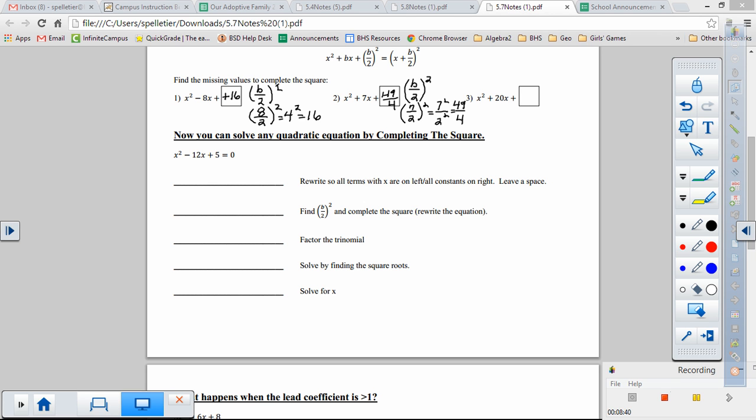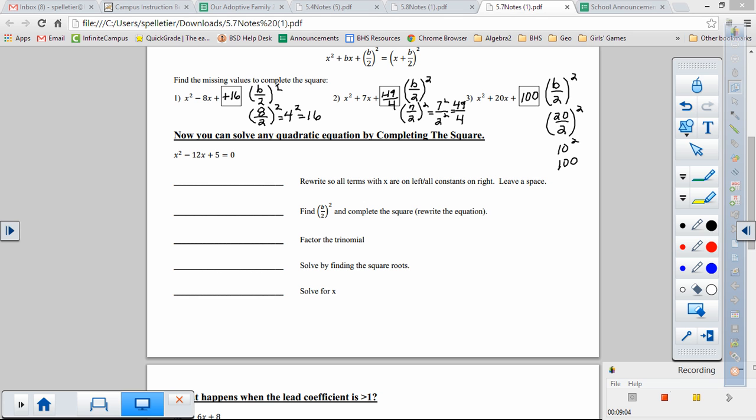They get a little messy when there are fractions, just like all the things we deal with when we're dealing with fractions. All right, last example, b over 2 squared, half of b squared. 20 divided by 2 is 10, and 10 squared is 100. So 100 is the number that makes that a perfect square trinomial.